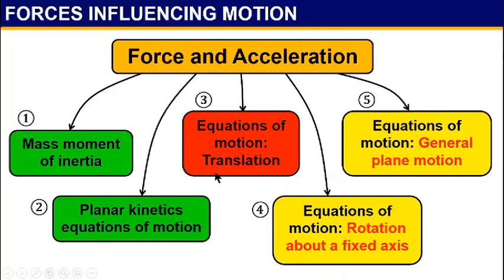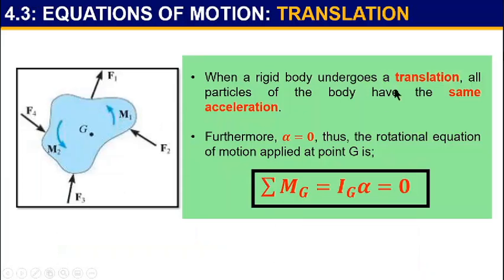Okay, I will continue on the third topic, equation of motion translation. Just now we learned about the planar kinetics equation of motion. Now we are going to continue on the third subtopic, equation of motion translation under force and acceleration chapter. What you already know about translation motion: when a rigid body undergoes a translation, all particles of the body have the same acceleration. Not only acceleration, but velocity also the same.